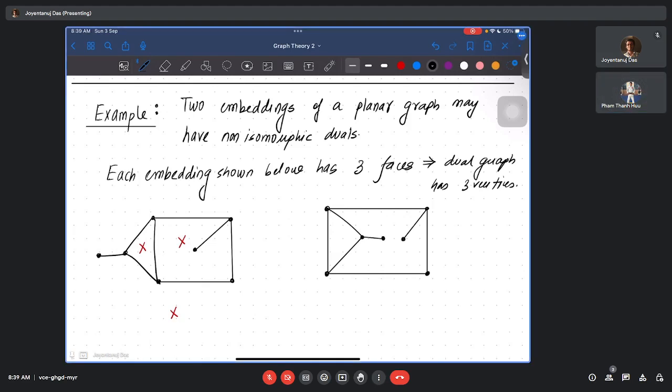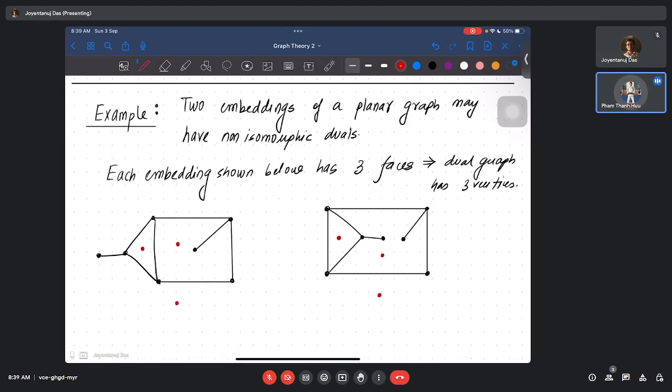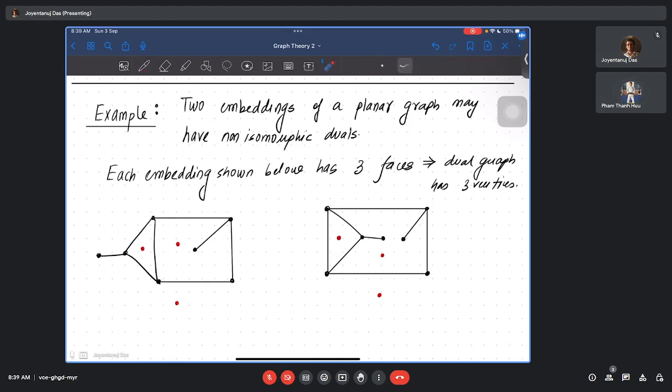I can draw like this, right? So now also I have three faces. So this is one face, this is one face, and this is one face, right? So these are the same graph, but two different planar embeddings, right? Are these two isomorphic or not? Yes, these two graphs are isomorphic. So these two are actually the same graph, but these are two different embeddings of the planar graph. So two different drawings, actually, of the same graph.